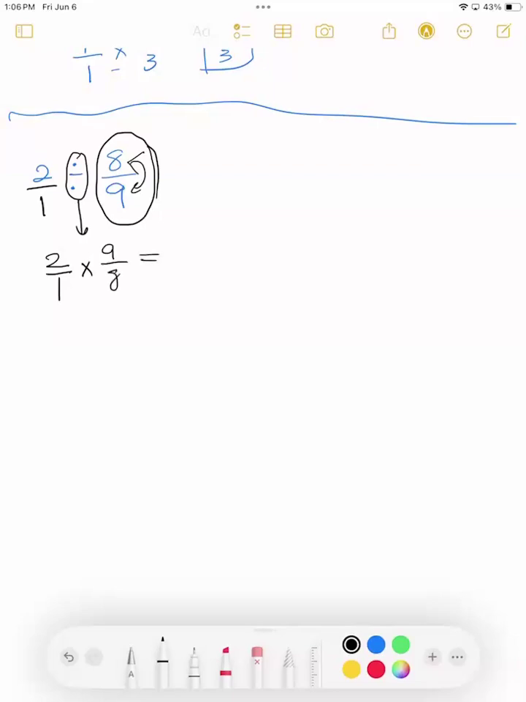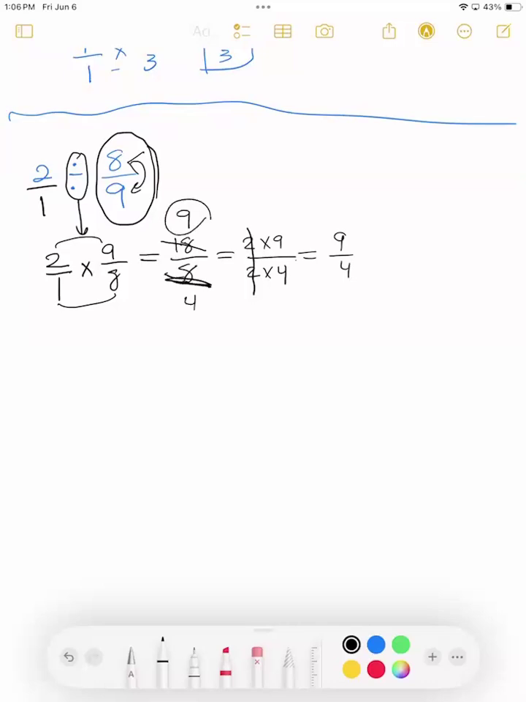You could reduce if you want, or you could just multiply and then reduce. Top, top, bottom, bottom. 2 times 9 is 18. 1 times 8 is 8. Both numbers are even. 18 is even, 8 is even, so they're both divisible by 2. We can write 18 as 2 times 9. We can write 8 as 2 times 4. 2 and 2 are reduced, you get 9 over 4, or you say 2 goes to 8, 4 times, 2 goes to 18, 9 times, so you get 9 over 4.